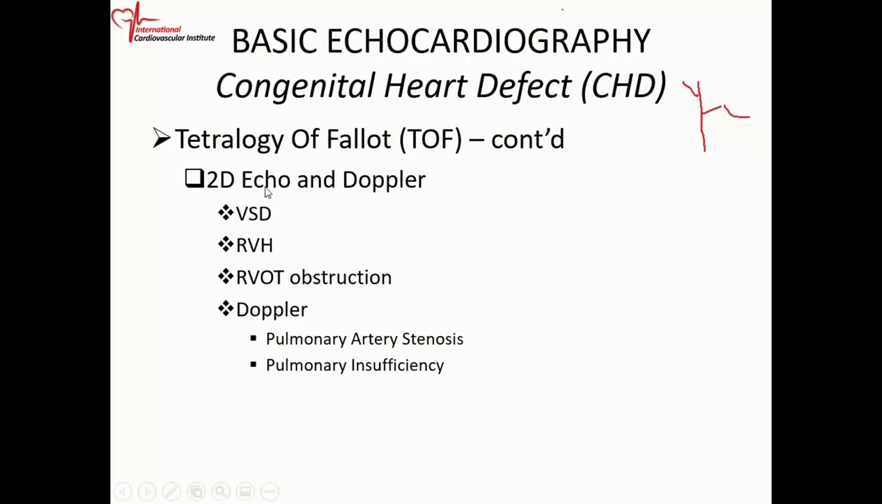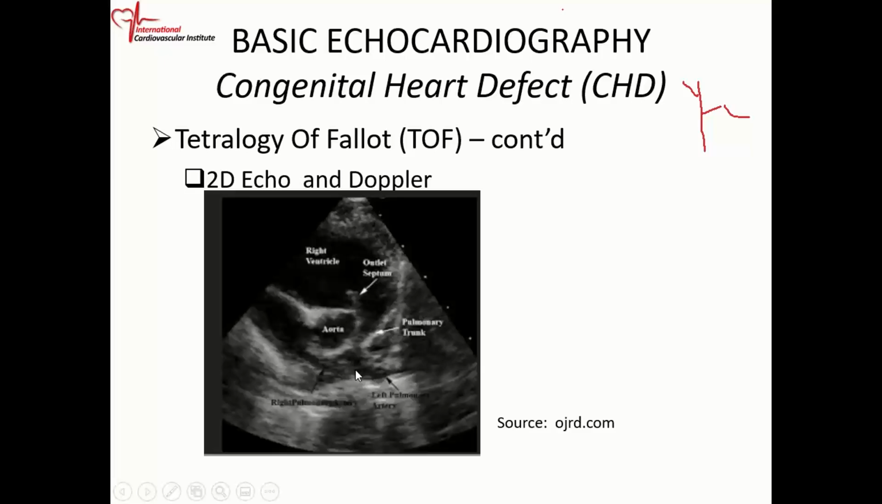So when you do your echo, you're going to see the VSD. It's going to be there. You're going to have right ventricular hypertrophy, because that's one of the things that you'll get. And you're going to have varying degrees of right ventricular outflow tract obstruction. So you do your gradient and you'll see obstruction. And then with the Doppler, you can have branch pulmonary artery stenosis, and you can have significant pulmonary insufficiency as well.